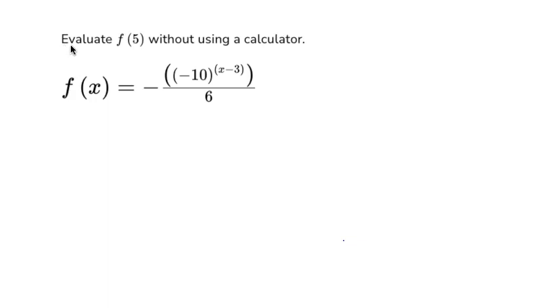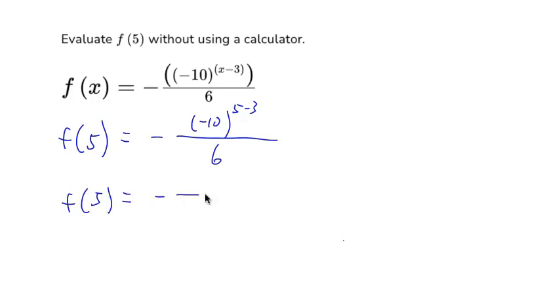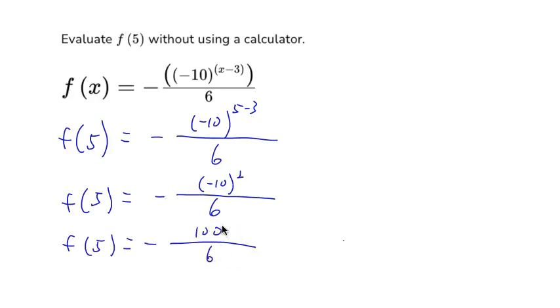Once again, we'll find f of 5. So we'll go ahead and plug in 5 for x on the right-hand side of the equation. All right, 5 minus 3 is 2, so we have negative 10 to the second power. Negative 10 squared is 100. These numbers are both divisible by 2. So f of 5 equals negative 50 over 3. And we could divide that on a calculator to figure out the decimal as well.